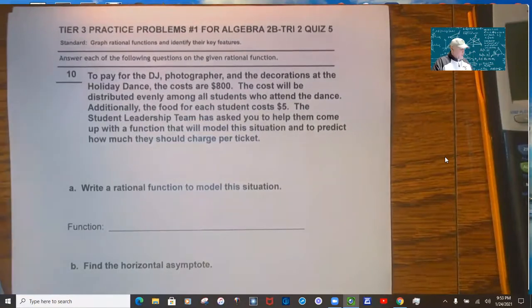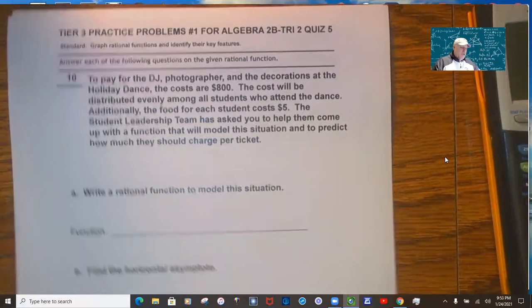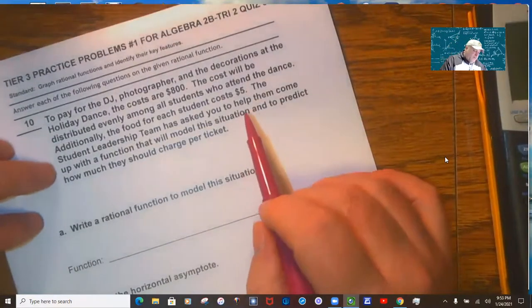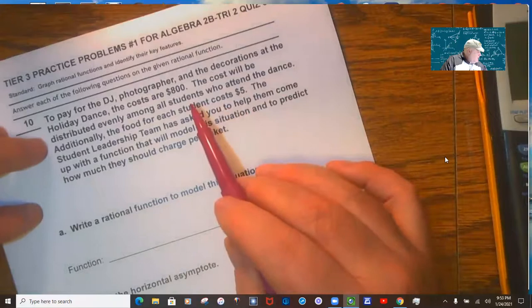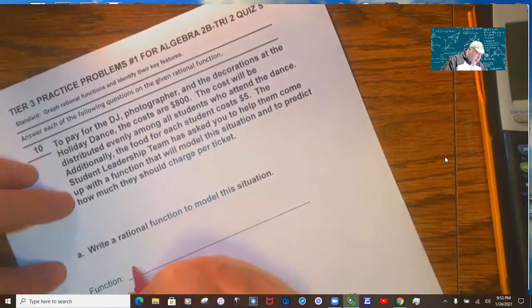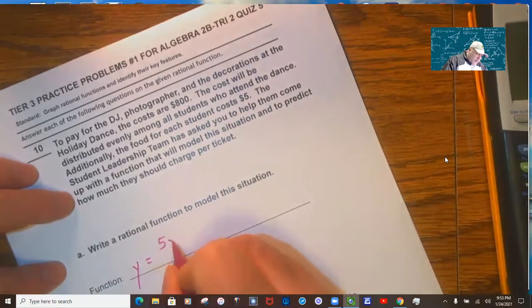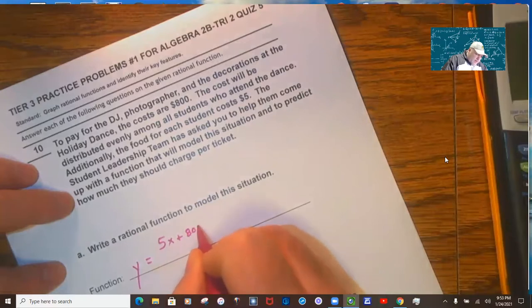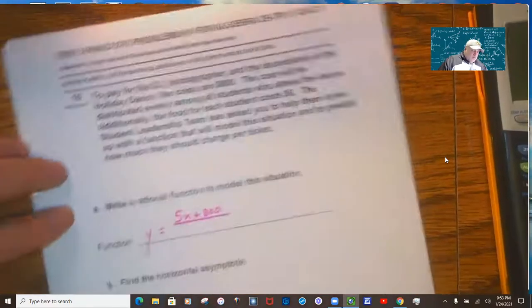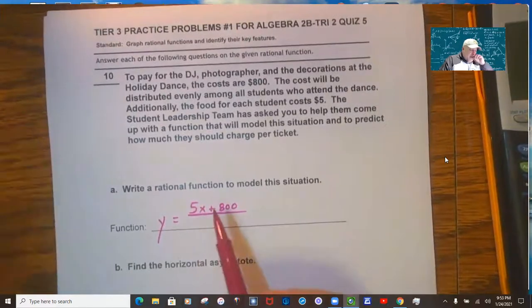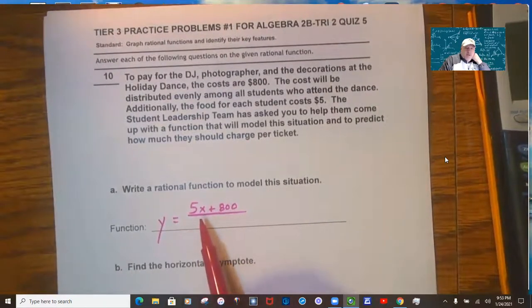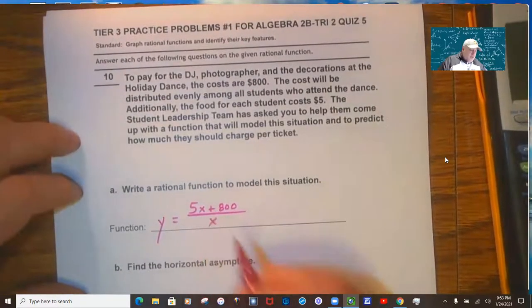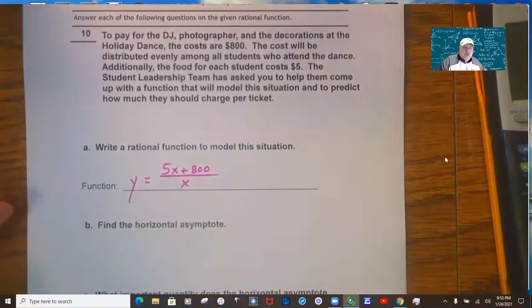So write a rational function to model this situation. So each student costs $5 for food, and the dance costs 800. So this is the total cost, 5x plus 800, and x is the number of students. Because again, $5 for food for each student. And we're going to divide that amongst x students. So there you go. That's the function. That's what it's going to look like.